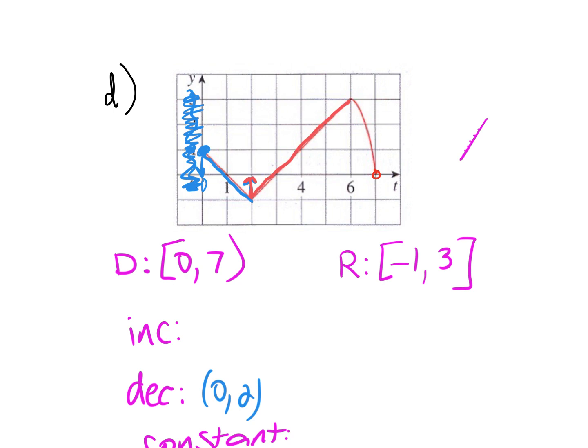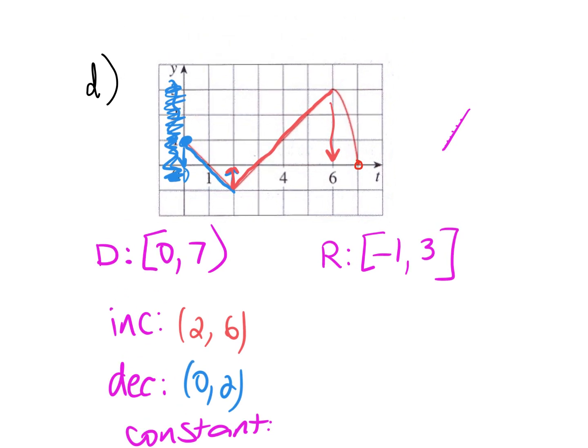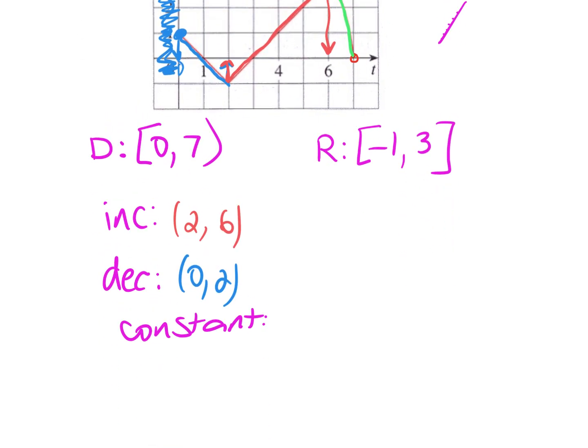From where on the x-axis to where on the x-axis? 2 to 6. Perfect. And then I look and I say, okay, there's another turning point. What does my graph begin to do there? Decreases from 6 to 7.